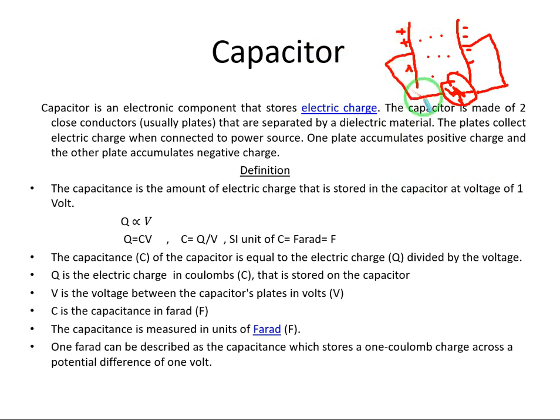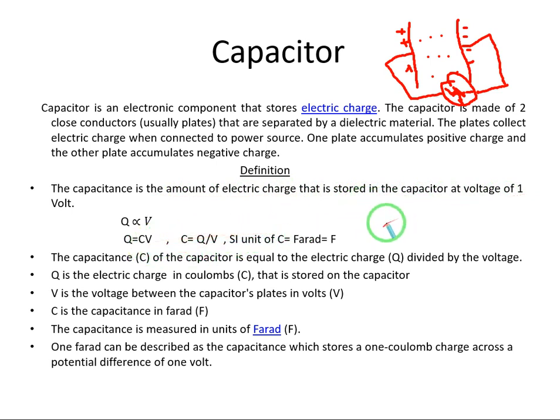So capacitor is an electronic device which can store the electric charge. Capacitor is made of two plates, so both the plates are going to collect the charges. Our plates collect electric charge when connected to a power source. One plate accumulates positive charge and the other plate accumulates negative charge. So a simple definition again, the capacitance is the amount of electric charge that is stored in the capacitor at a voltage of 1 volt.